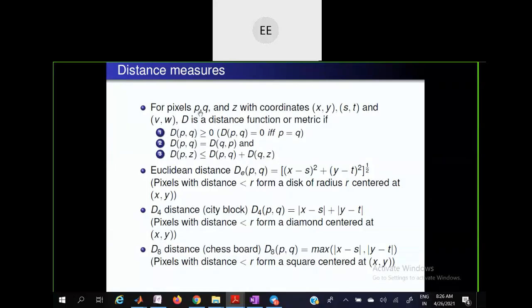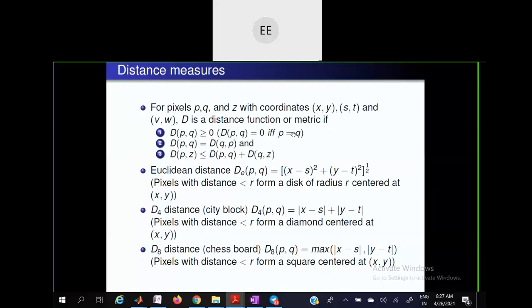Assume that there are 3 pixels, P, Q and Z. P is of coordinate x comma y, Q is of coordinate s comma t, and Z is of coordinate v comma w. Now you want to measure the distance from some pixel to another pixel. This distance definitely cannot be negative, obviously. It can be zero, of course, but it cannot be negative. This is common sense.